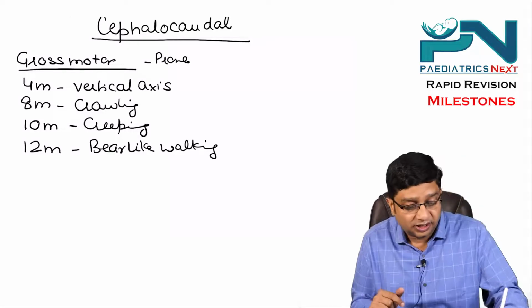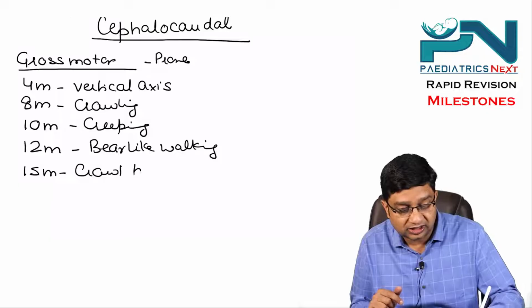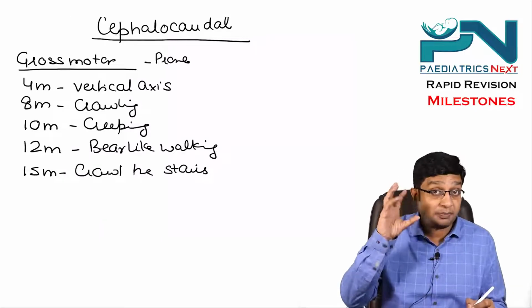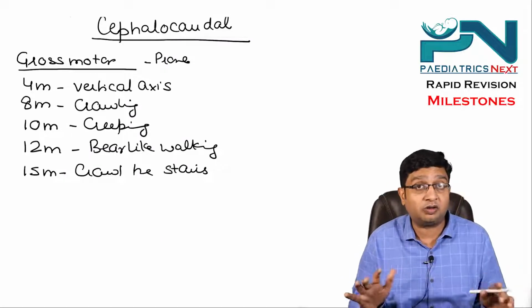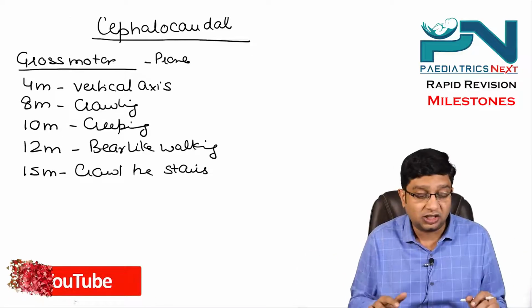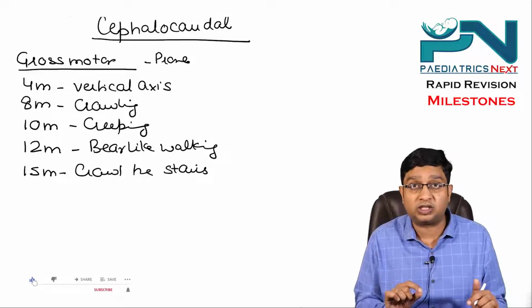At 15 months the child can crawl up stairs. So simple crawling is at the age of 8 months and crawling up the stairs is at the age of 15 months. And please remember the pictures in your mind also, because they can show you a picture and ask what this is and at which age this milestone appears. So this is what you need to remember in the prone position.